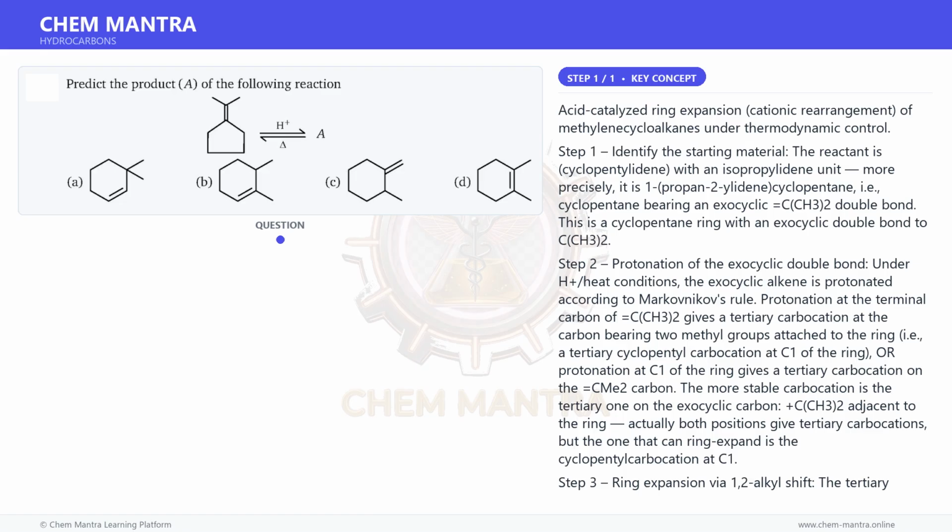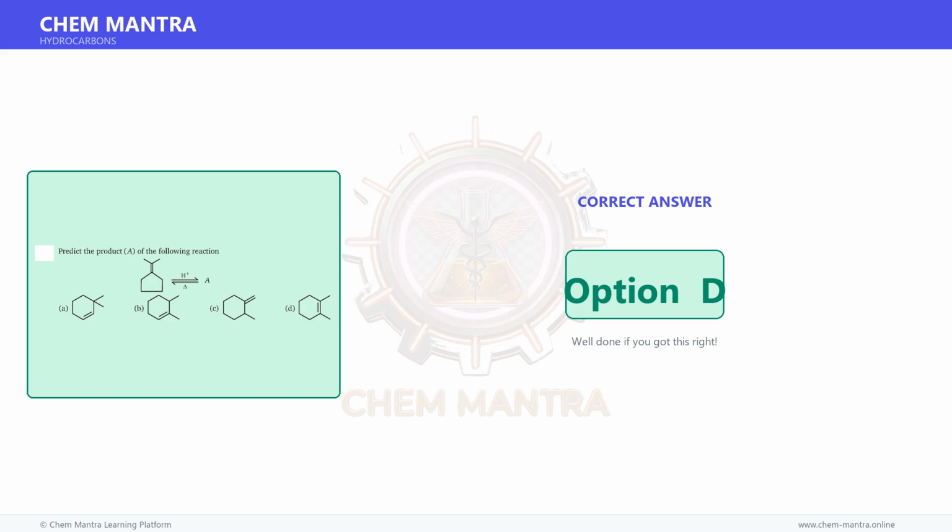C shows a terminal exocyclic =CH2 on methylcyclohexane, less substituted, thermodynamically disfavored. D shows an endocyclic trisubstituted double bond in a methylcyclohexane framework, the most thermodynamically stable product, consistent with thermodynamic, heat conditions. Therefore, the correct answer is D. Therefore, the correct answer is option D.